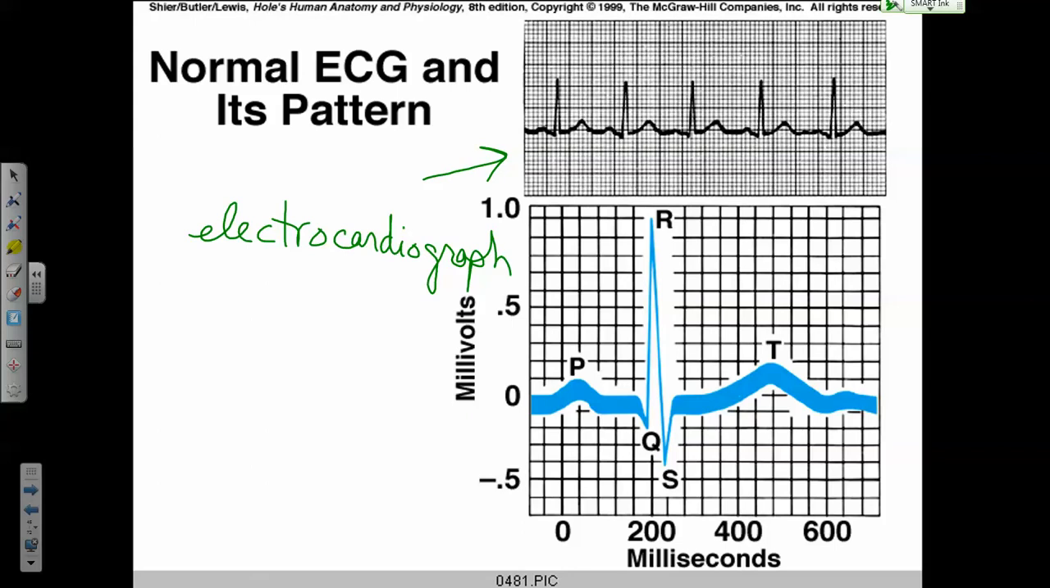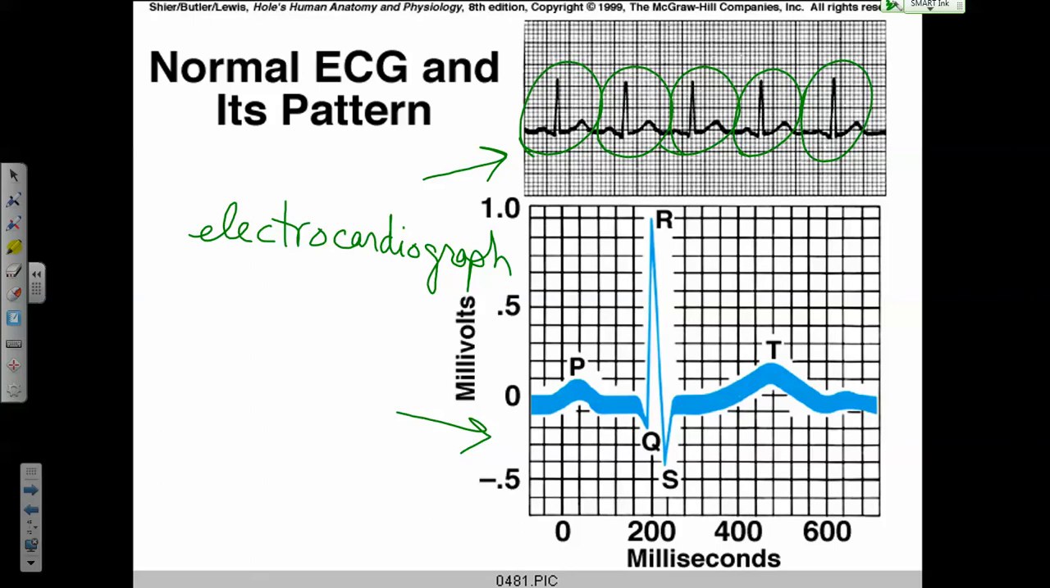Okay, and so if you look at this strip, that is a heartbeat or a cardiac cycle. There's a cardiac cycle. There's one, there's one, there's one. And so if you looked at one of those, like you see here on the bottom, you can see it's measured in millivolts and milliseconds, all right, on this little graph. And each little square in the graph represents a certain voltage or a certain period of time.